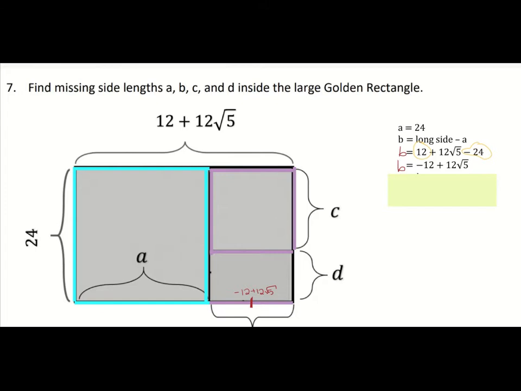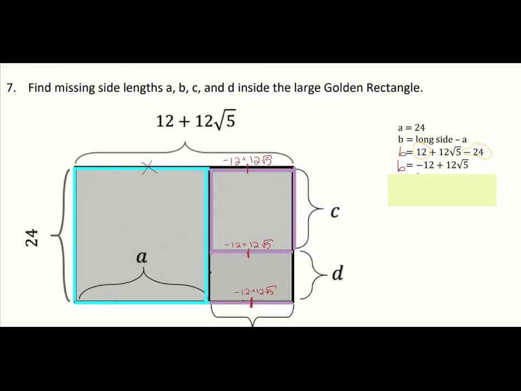This BD rectangle has opposite sides equal, so this length here is negative 12 plus 12 root 5. And in the top, if you take 12 plus 12 root 5 and you chop off A, you're left with B, which is negative 12 plus 12 root 5. Okay, we're just labeling the things that we know. Every side that has a purple highlighted edge has the same length as B. Okay, and we're going to work in through those.